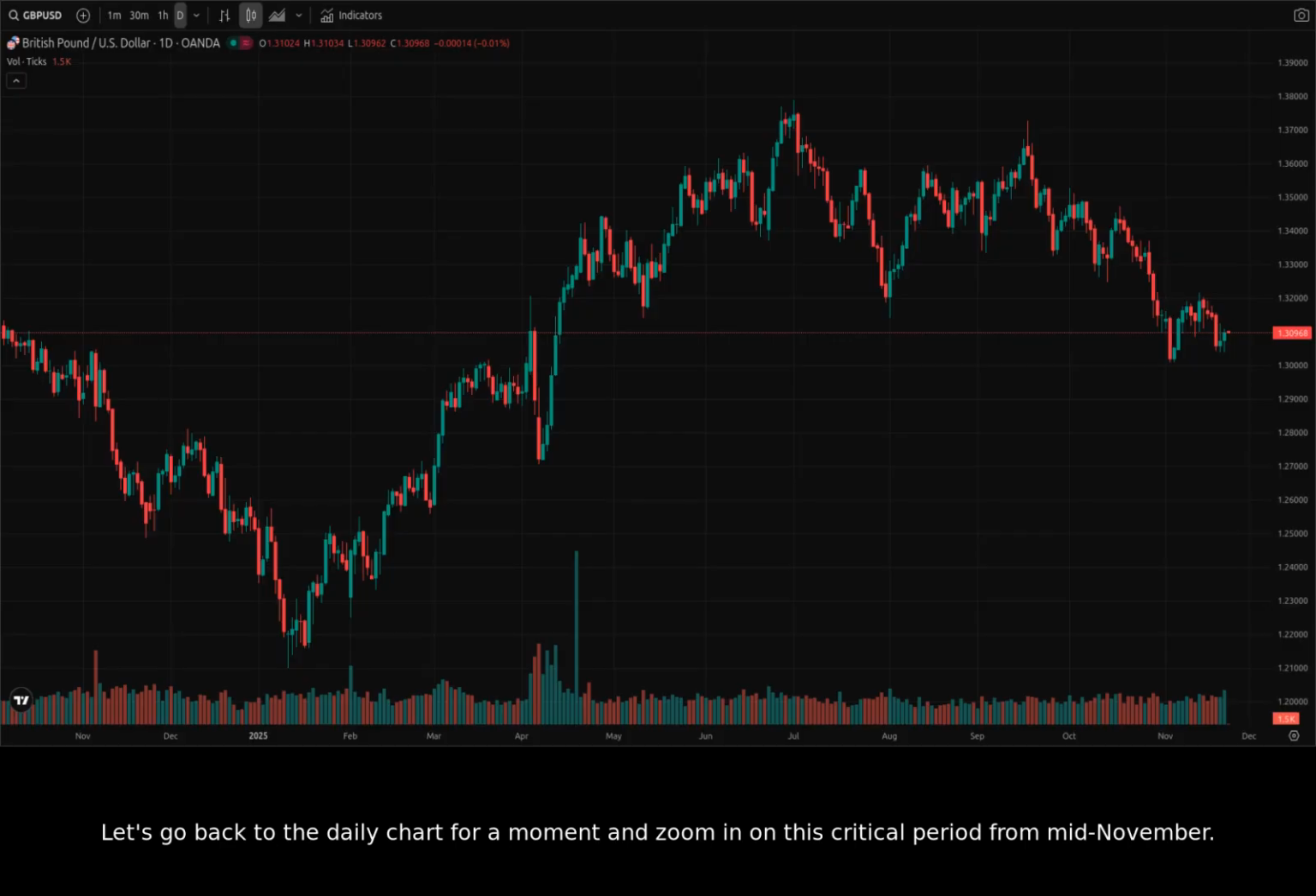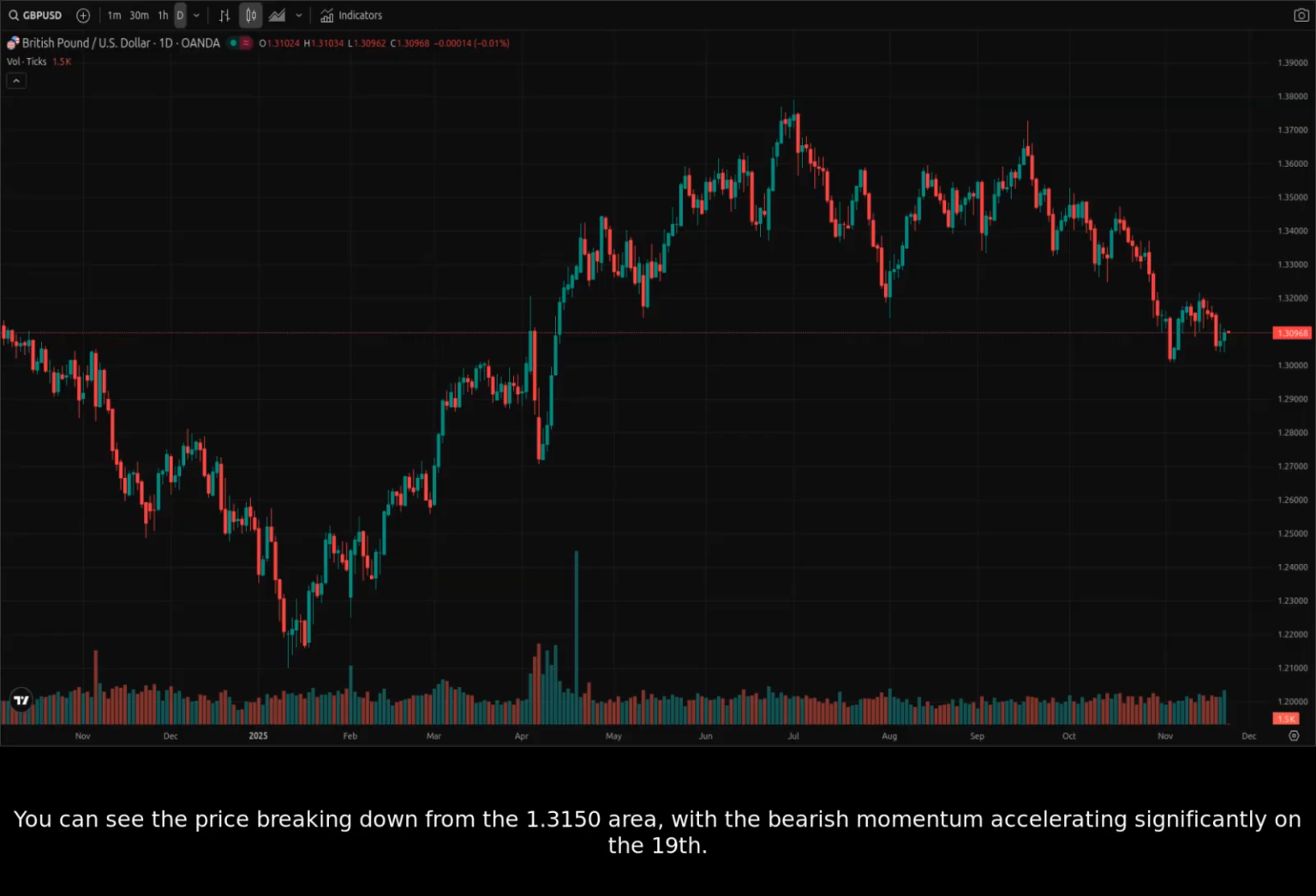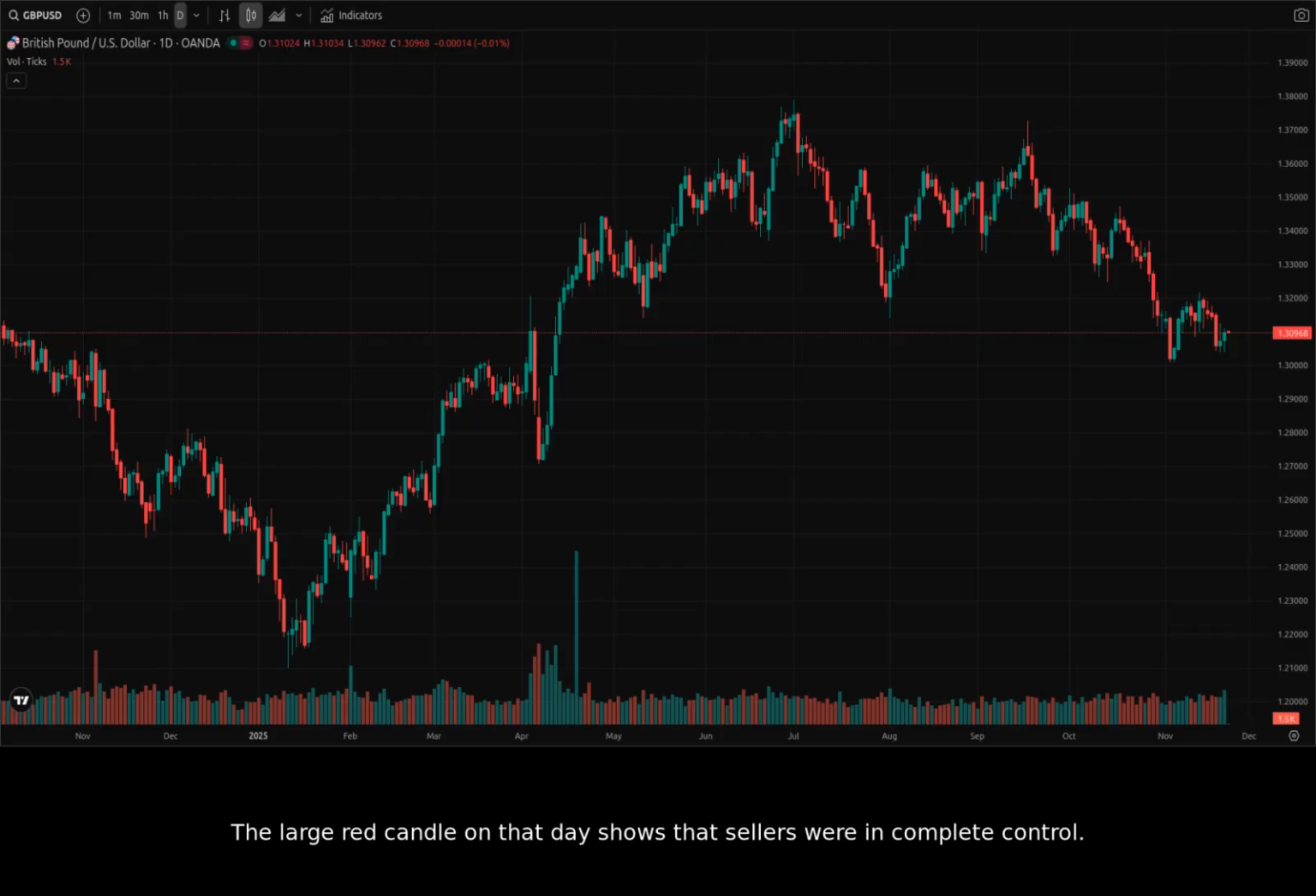Let's go back to the daily chart for a moment and zoom in on this critical period from mid-November. I want to highlight the price action from November 12th to now. You can see the price breaking down from the 1.3150 area, with the bearish momentum accelerating significantly on the 19th. The large red candle on that day shows that sellers were in complete control.